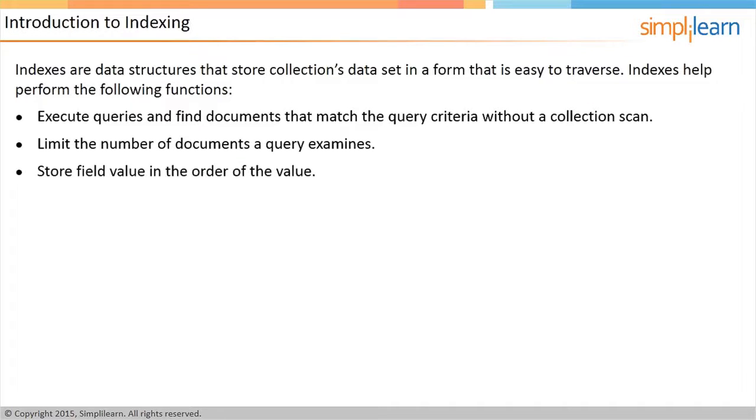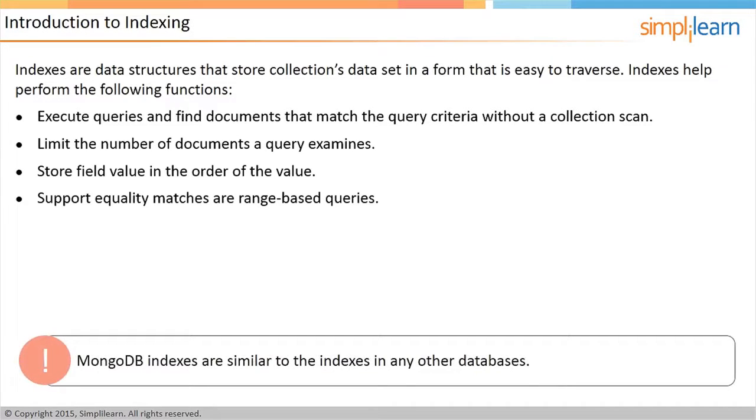Indexes store field values in the order of the value. The order in which the index entries are made supports operations, such as equality matches and range-based queries. MongoDB sorts and returns the results by using the sequential order of the indexes. The indexes of MongoDB are similar to the indexes in any other databases. MongoDB defines the indexes at the collection level for use in any field or subfield. In the next screen, we will discuss index types.